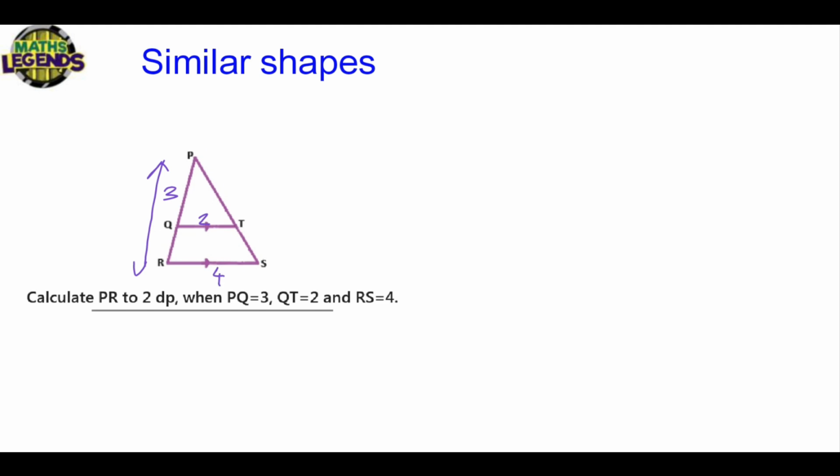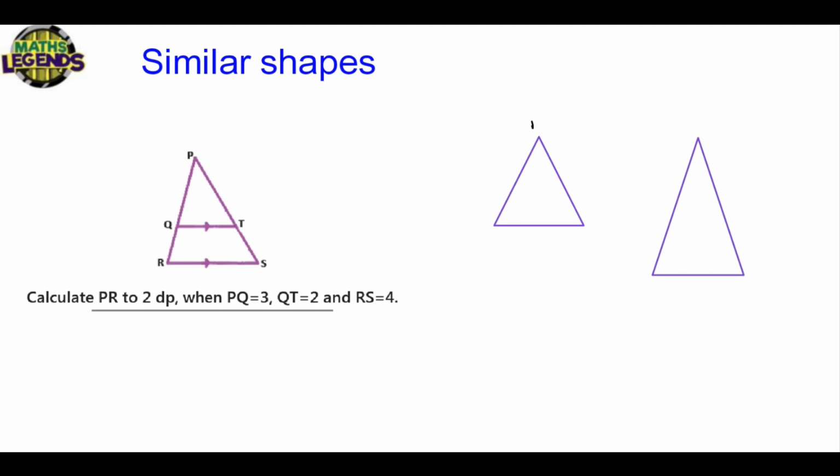To make this easier, we can separate these two triangles as follows, and then we add the labels to these triangles. So this is PQT, the smaller triangle, and this is the larger one, PRS, and then we add the labels. So PQ was 3, QT was 2, and RS is 4.